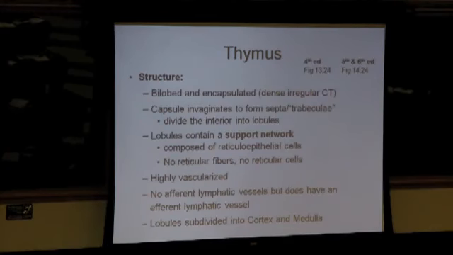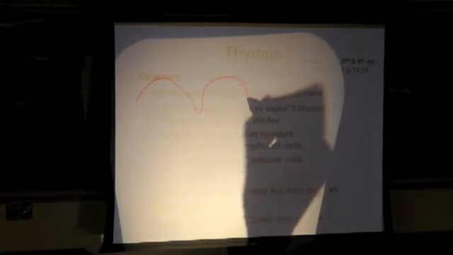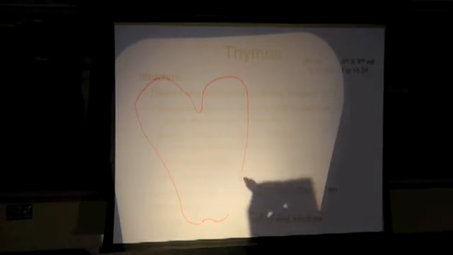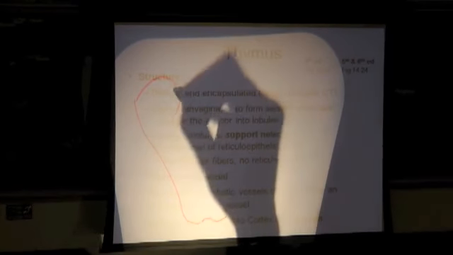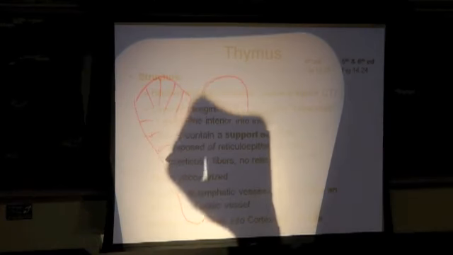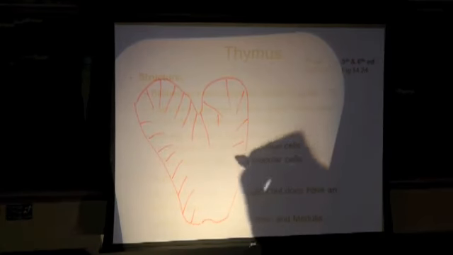Now, the structure itself is encapsulated. It has a dense irregular connective tissue capsule. Anytime we have a capsule, it's basically a dense irregular connective tissue capsule. Again, the capsule does invaginate into the interior of the organ to produce septa. It's kind of like trabeculae, but they usually refer to them as septa. You can think of the thymus as an almost heart-shaped structure. So this is the capsule, and again, that capsule invaginates into the interior to break it up into lobules. We'll talk about why in a moment.